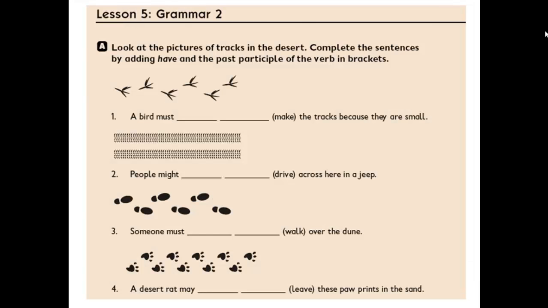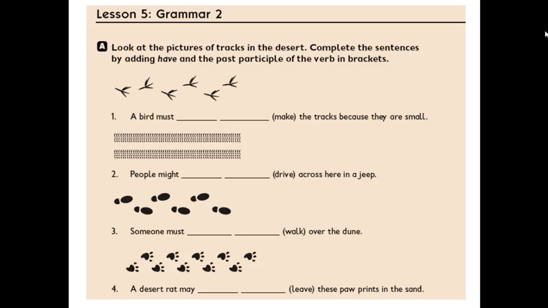Now let's move to our workbooks and do the exercises there. Let's begin with exercise number 1. Look at the pictures of tracks in the desert. Complete the sentences by adding have and the past participle of the verb in brackets.